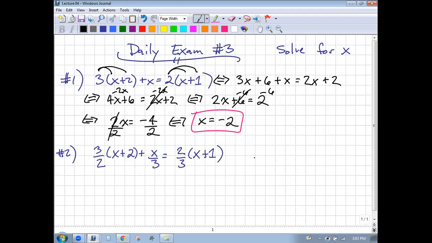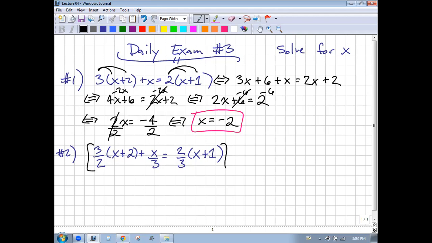All right, here's one. And there's a bunch of fractions. Fractions suck, right? We could get rid of parentheses, but let's get rid of these fractions first. What can we do to get rid of these fractions? If I multiply everything by 2, I'll get rid of that. If I multiply everything by 3, I'll get rid of those. So I kind of need to multiply everything by 2 and by 3, or 6, right?